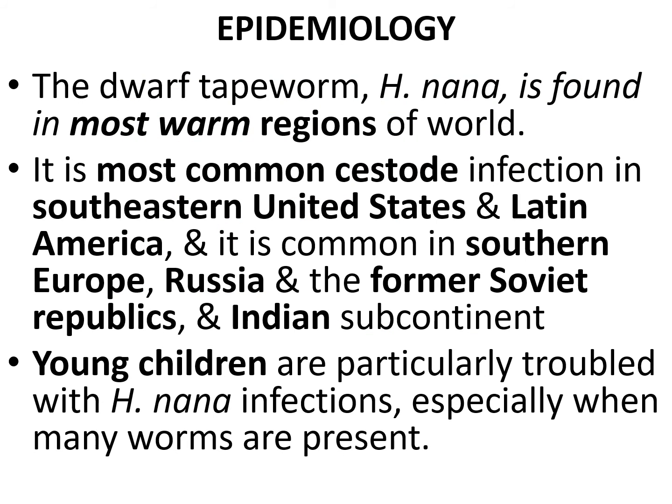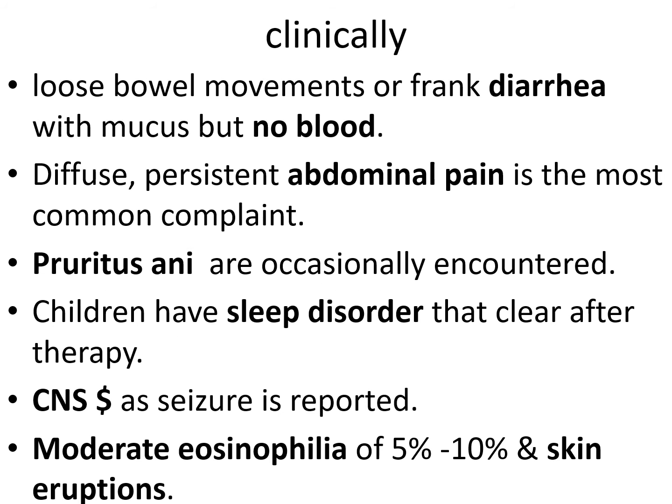Epidemiology: the dwarf tapeworm nana is found in most warm regions of the world. It is the most common cestode infection in southeastern United States, Latin America, and is common in southern Europe, Russia, and the former Soviet republics and Indian subcontinent. Young children are particularly troubled with H. nana infections, especially when many worms are present.